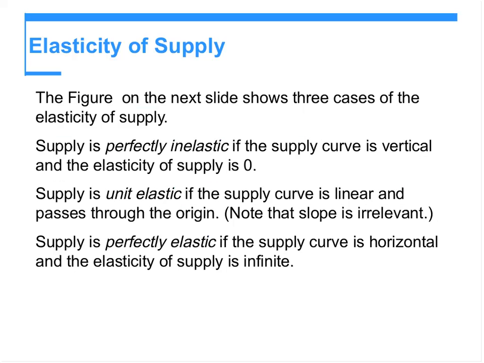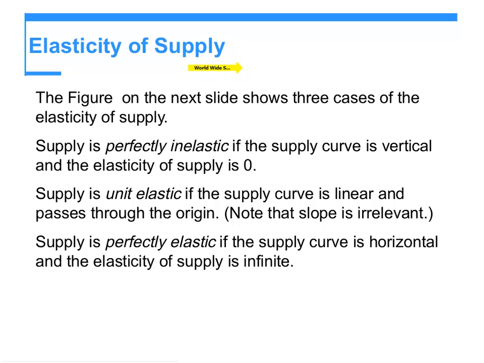The figure on the next slide shows three cases of elasticity of supply. Supply is perfectly inelastic, which means changes in the price don't really influence the supply. We supply a certain quantity, no matter what the change is. At that point, we call it perfectly inelastic. At different prices, supply is going to remain the same.